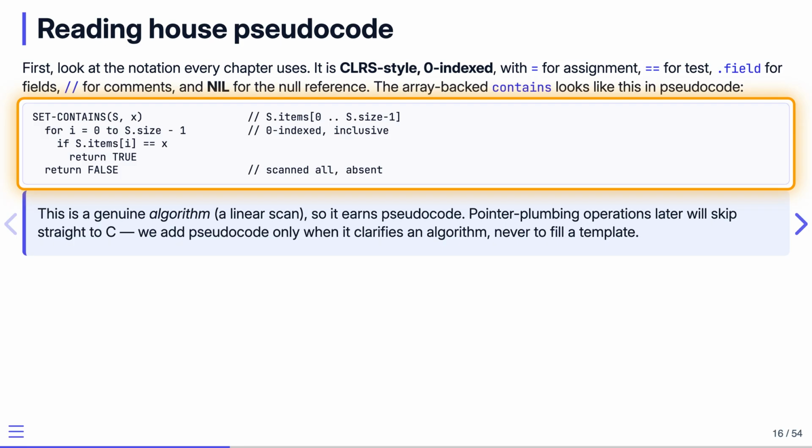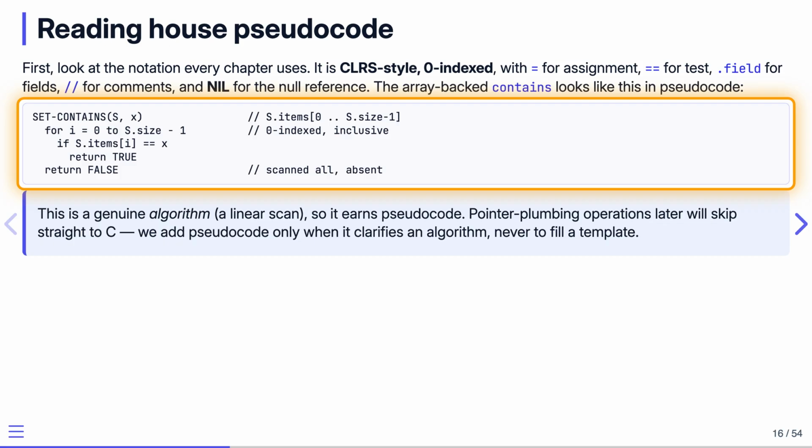Before we read any C, let us learn the notation that every chapter uses. It is CLRS style and it starts counting at index 0. A single equals sign means assignment. A double equals sign means a test for equality. A dot before a name means a field. A double slash starts a comment, and nil means the null reference.